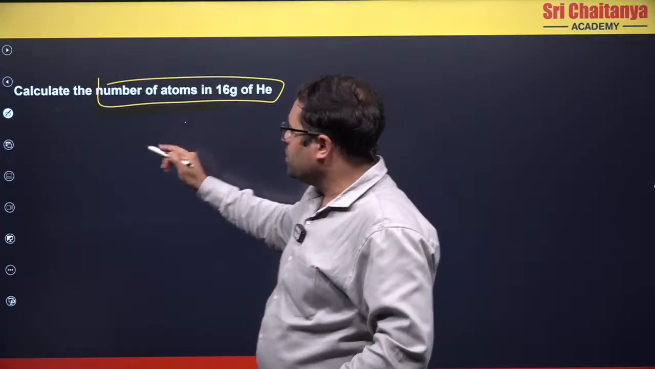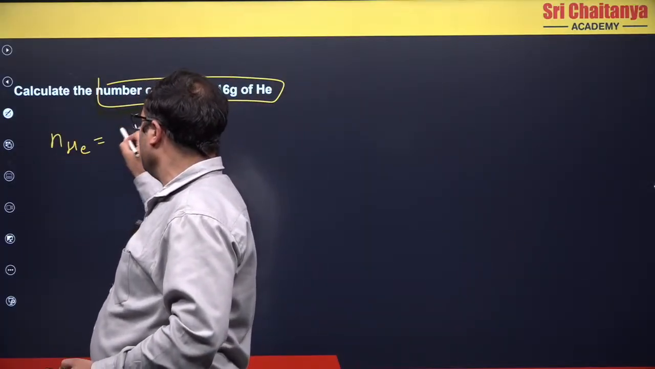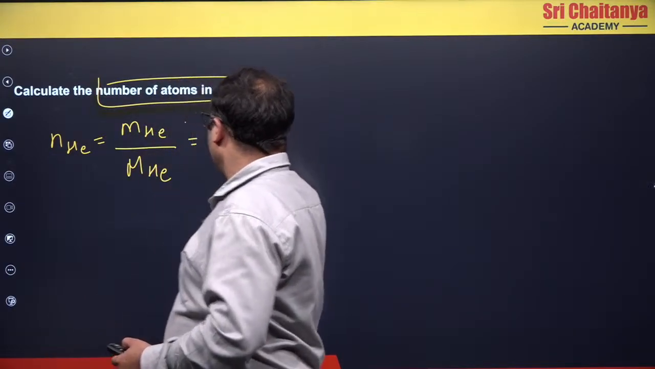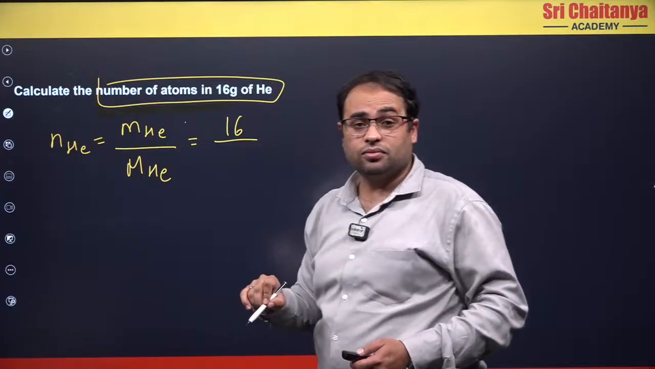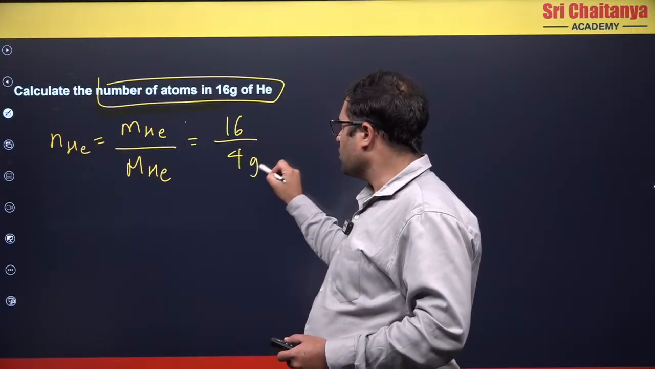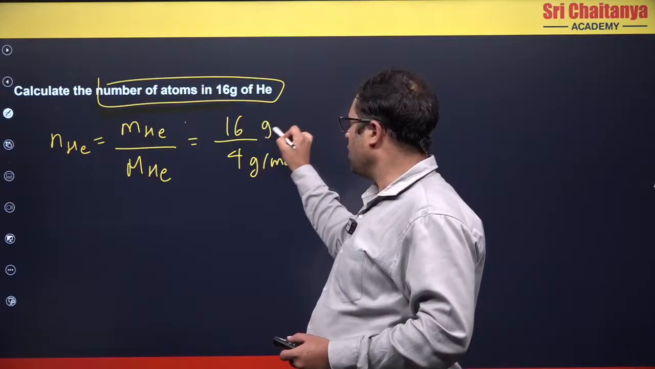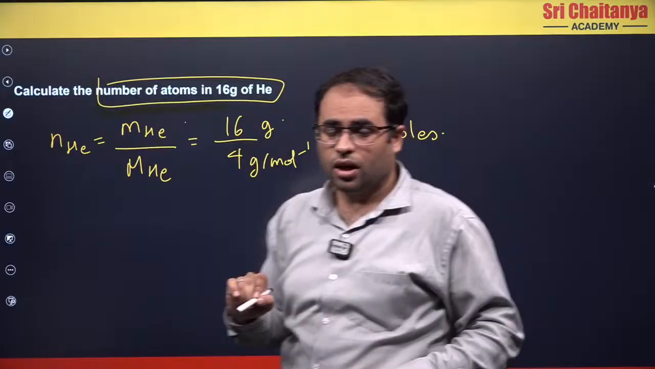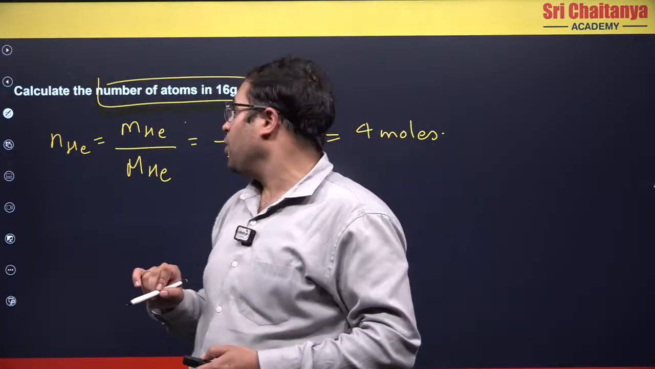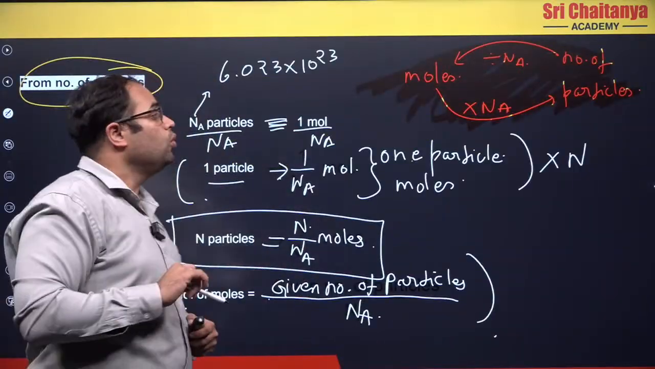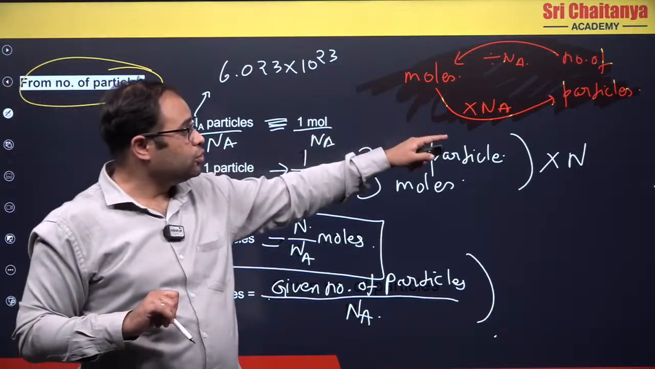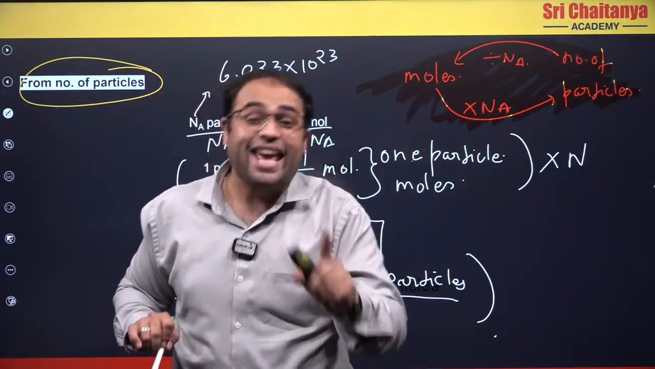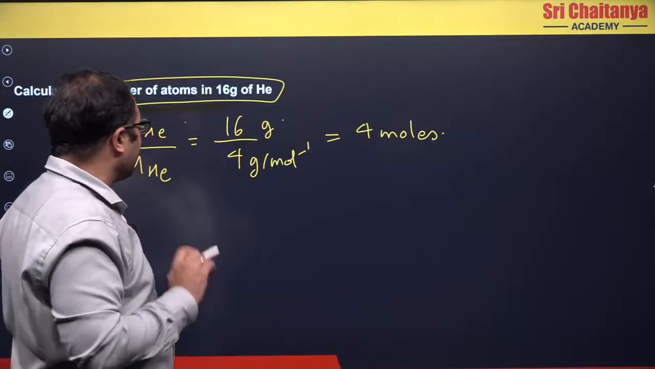So if I calculate the moles of helium, that will be the mass of helium by molar mass of helium. Mass of helium is 16, molar mass is 4 grams per mole, this is grams, right? So this will come out to be 4 moles, right? Now you have the moles. From moles you have to go to number of particles. What you will do? From moles to number of particles, see the arrow. You will multiply it by Na, right?